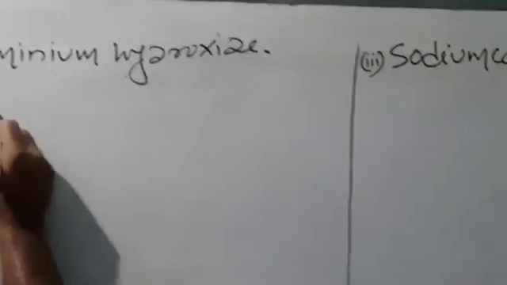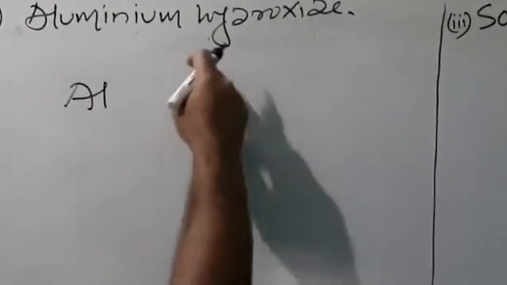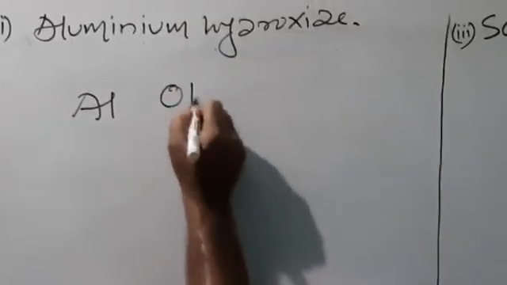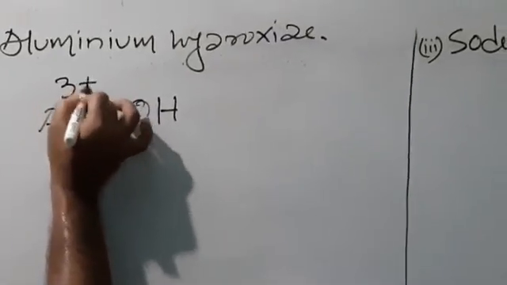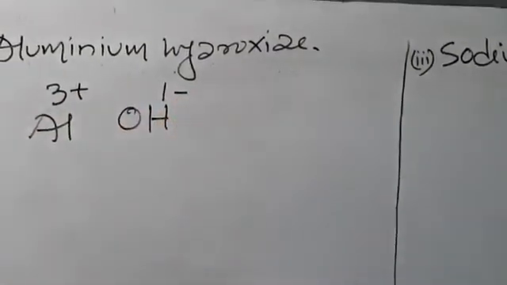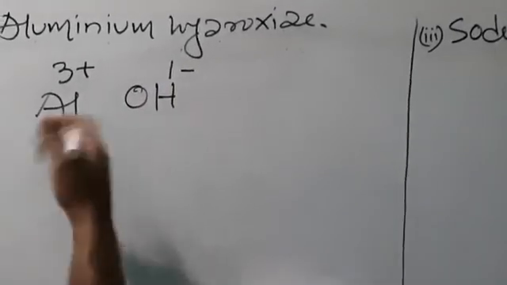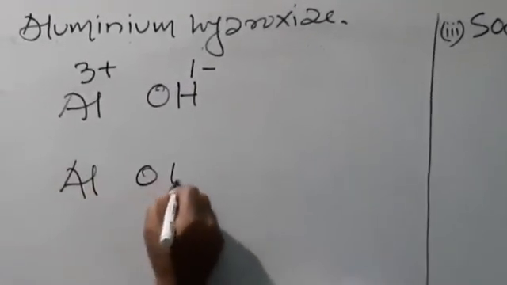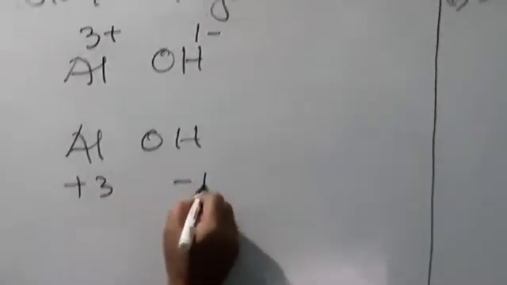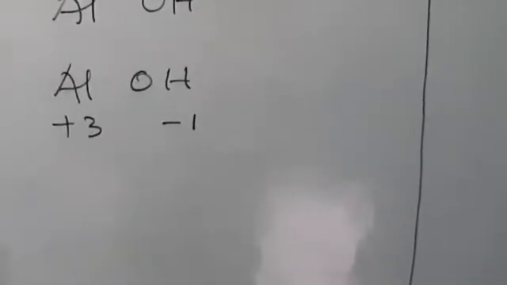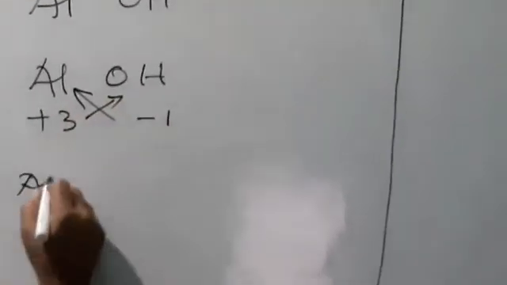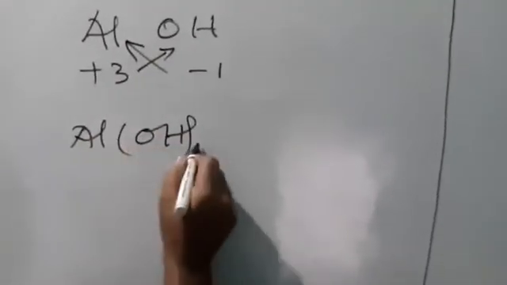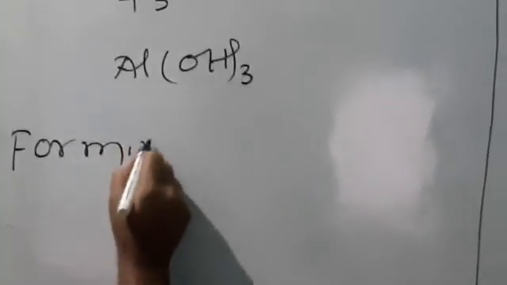So first of all, write the symbol of aluminium and the formula of hydroxide, OH. Now the valency of aluminium is 3 plus, the valency of hydroxide is -1. Bring it down, Al OH, plus 3, -1. What I said, next step, cross each other. So Al(OH) whole thrice.